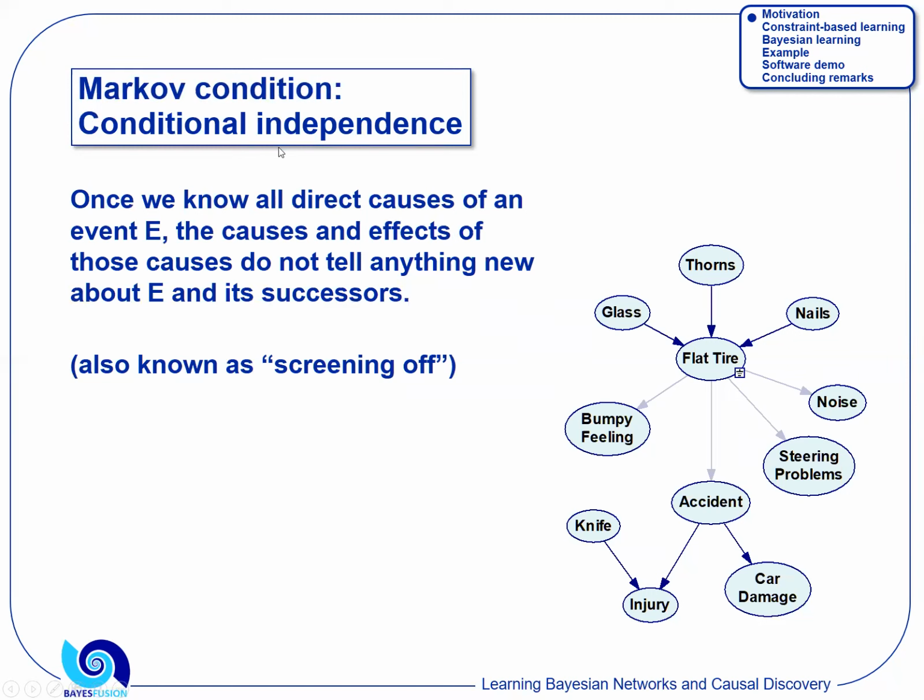I talked about this in this demo of the models, the examples. If you condition on flat tire, you break all the chains coming from glass, thorns, and nails down. So it's almost as if these arcs were dimmed, inactive. You also break the connections between the descendants of that variable. Bumpy feeling and noise are going to be no longer dependent. Of course, you make the ancestors dependent, but that was one of the consequences of that condition.